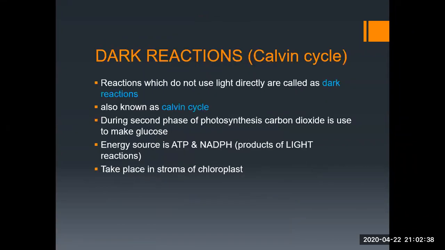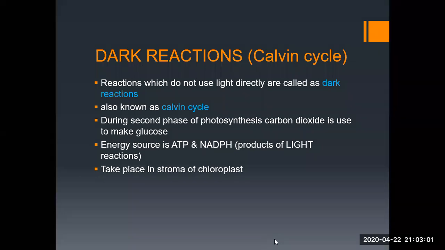What are dark reactions? Dark reactions are also called Calvin cycle. Another name for these reactions is light independent reactions. The reason behind all these names is that dark reactions do not require light for their functioning, hence named dark reactions or light independent reactions. Calvin cycle is the name given by the scientists who discovered these reactions. We will discuss in detail in a few moments. So, reactions which do not use light directly are called dark reactions. They are also known as Calvin cycle.